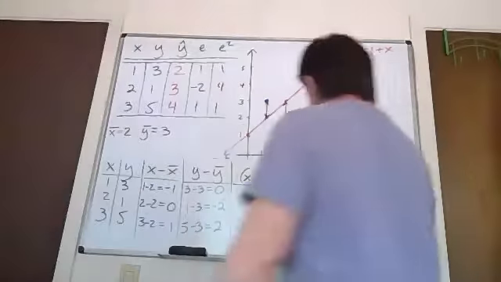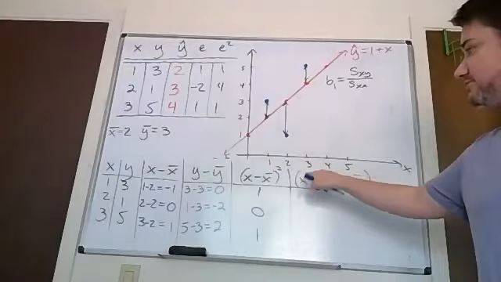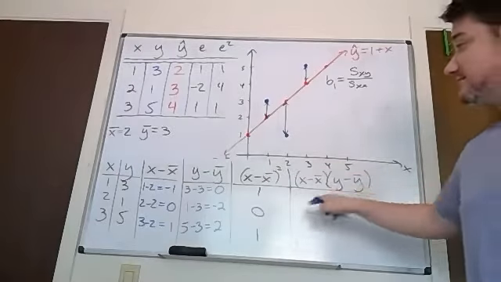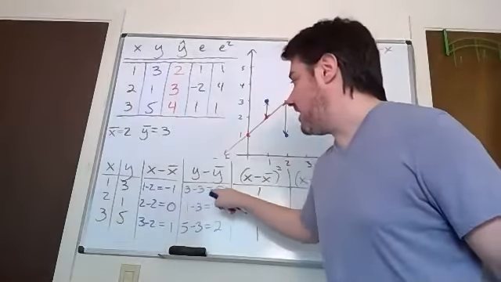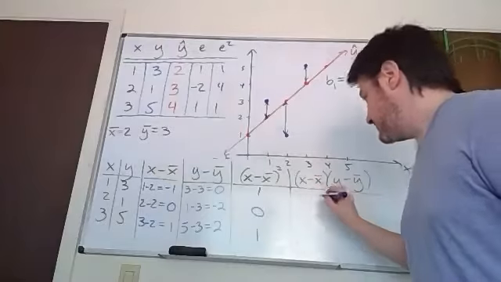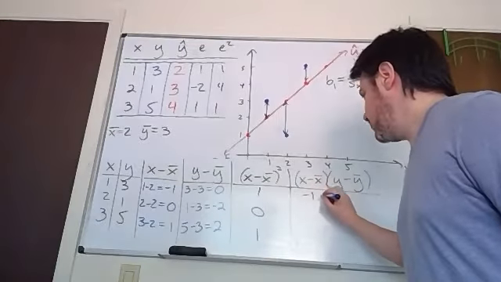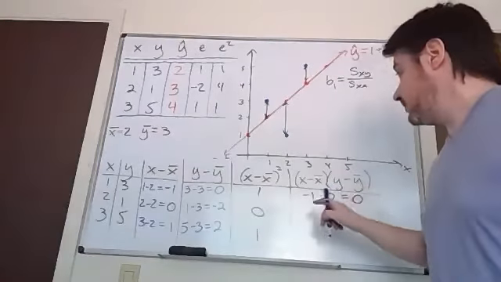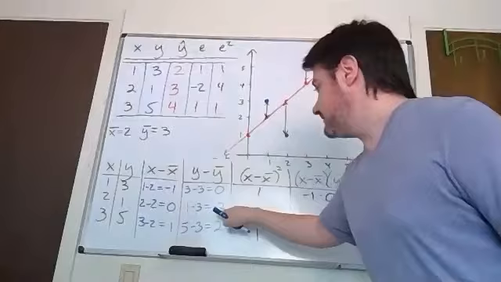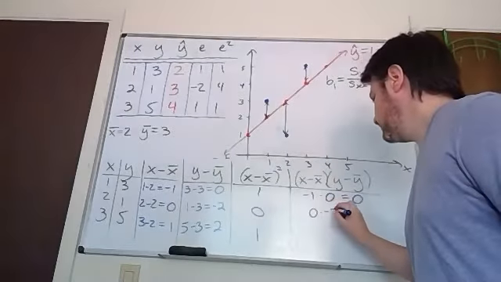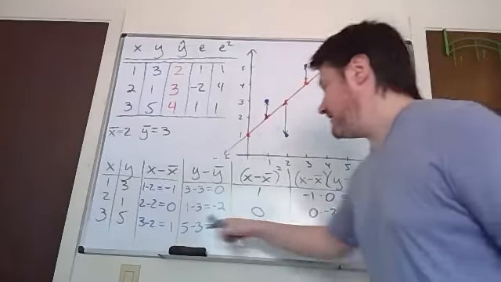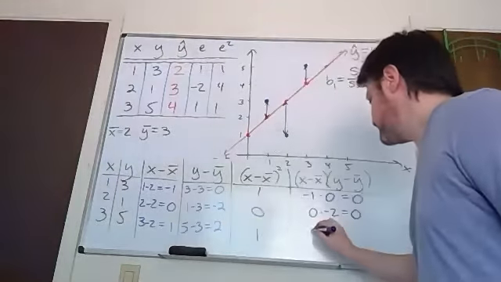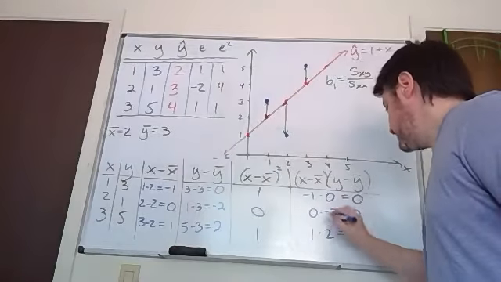And then over here, I've got the x minus x bar, so the x deviation times the y deviation. So here I've got -1 times 0, which will give me 0. Let me draw that. -1 times 0 will be 0. Then I've got 0 times -2, which will give me 0. And then finally, I've got 1 times 2, which is equal to 2.